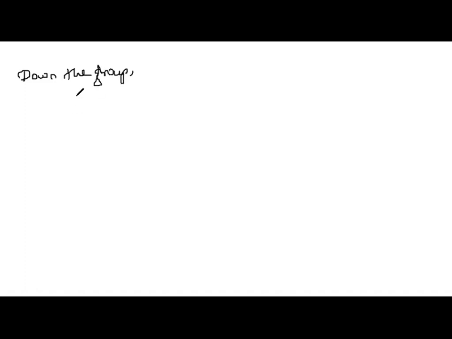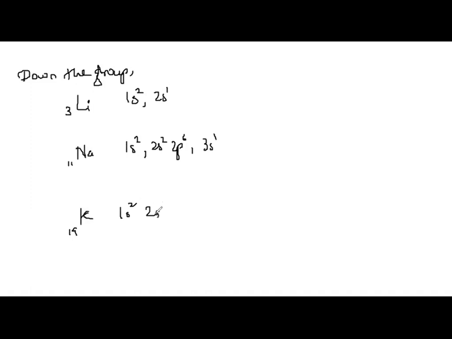let us consider examples again. Lithium, atomic number 3. Below lithium is sodium, atomic number 11. Below sodium is potassium, atomic number 19. So see here, 1s2, 2s1. 1s2, 2s2, 2p6, 3s1. 1s2, 2s2, 2p6, 3s2, 3p6, 4s1. Okay, what is happening?